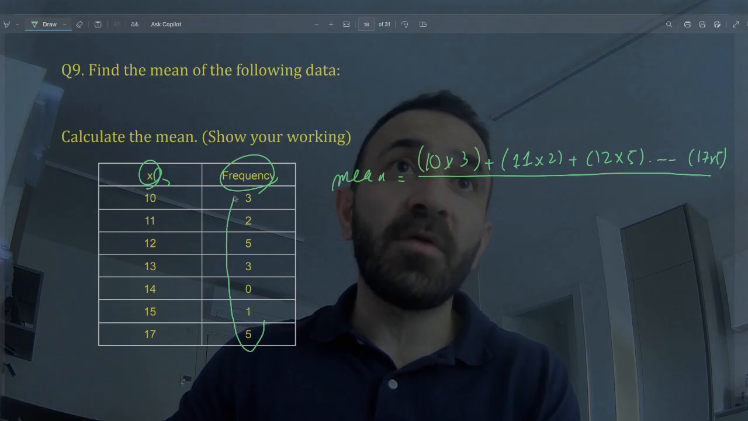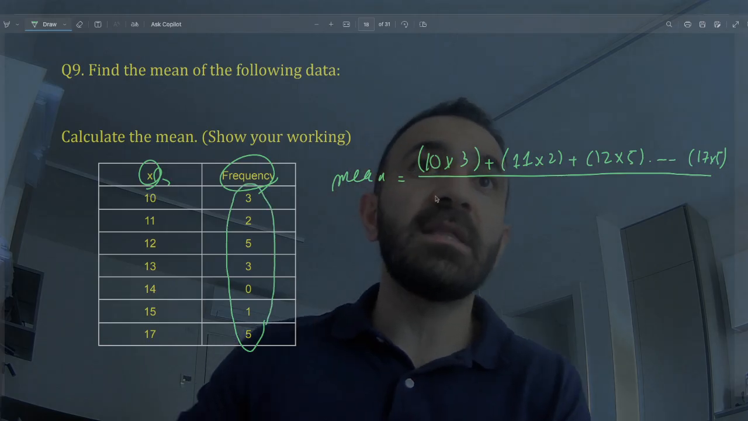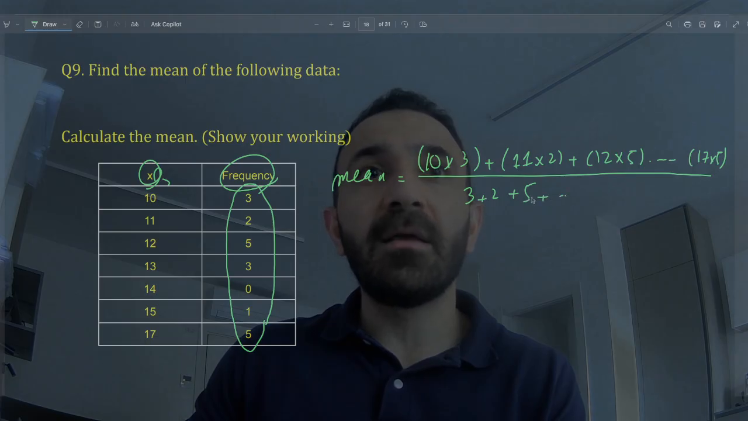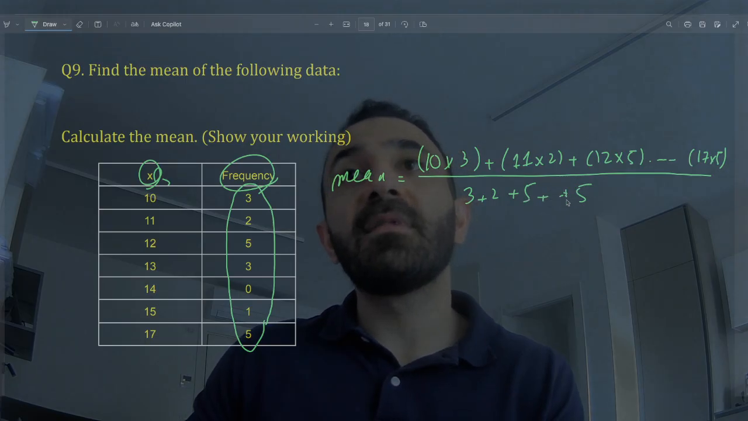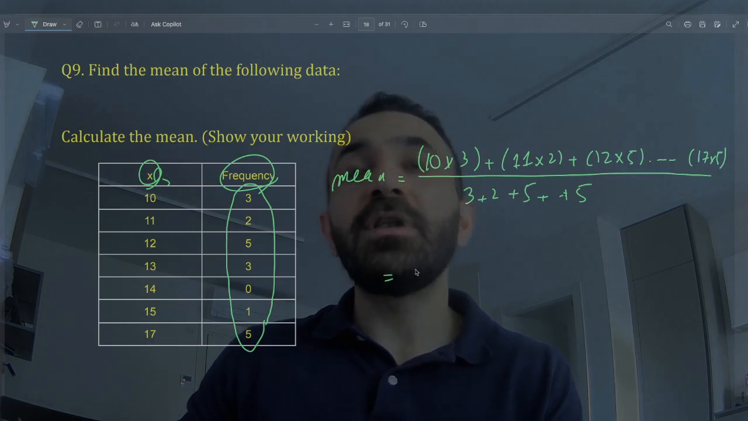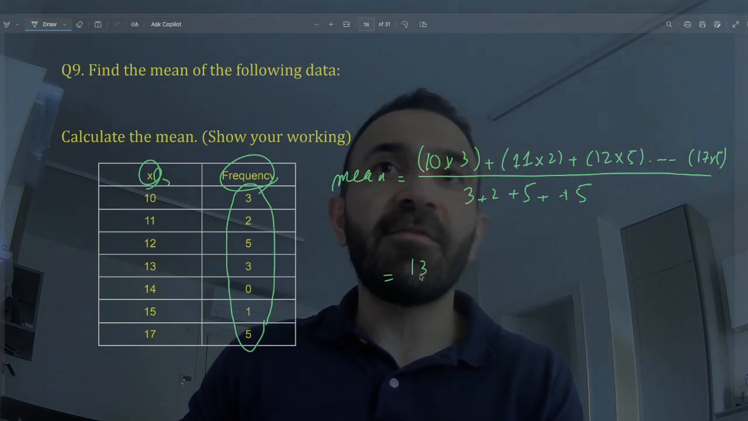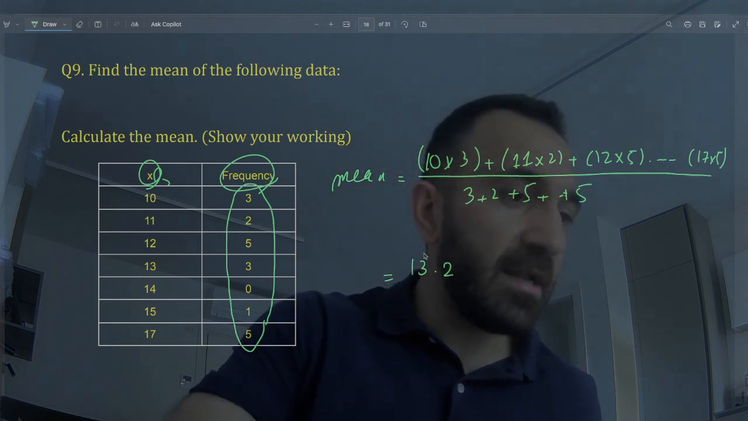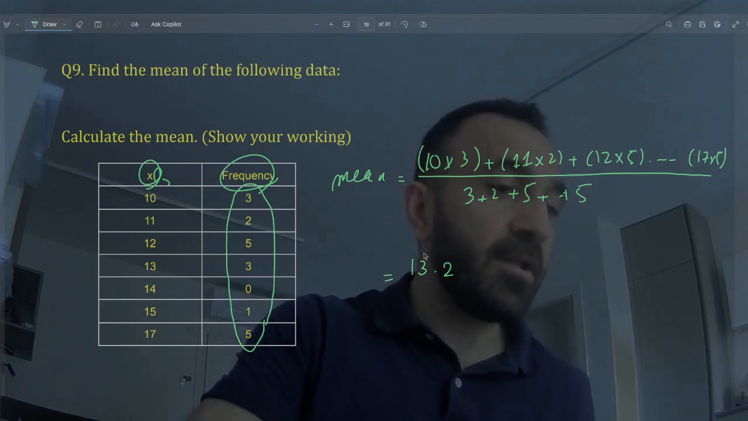What is the total number of data? The sum of the frequency table. So 3 plus 2 plus 5 up until plus 5. That's it. If you put this into the calculator, I think the final answer is 13.2. I'm not sure. Let me check if I have the final answer.